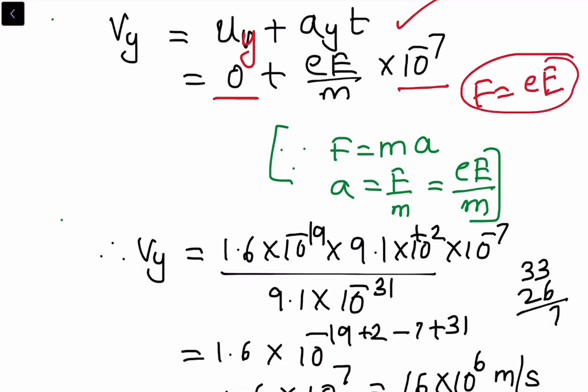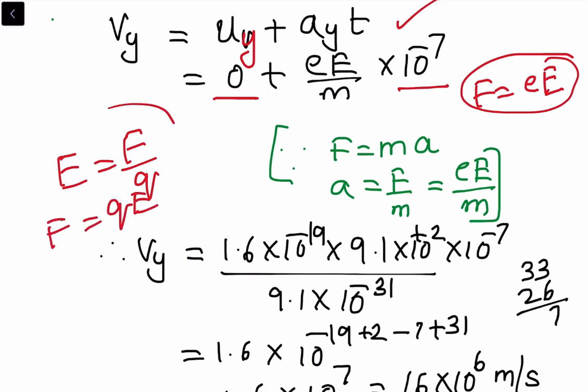We all know from the first chapter that there is a relationship between electric field and force: E is equal to F by Q. Therefore, F is equal to Q into E. We know that, so I have substituted here. In the case of electron, instead of Q, we are writing e here. And now you know all the values. Substitute them, you will get Vy.